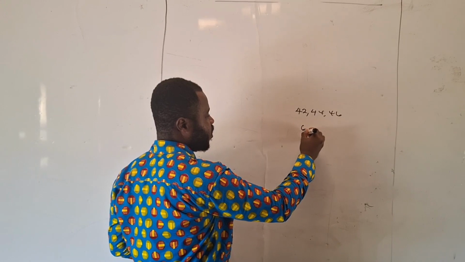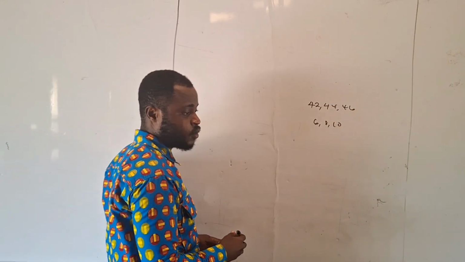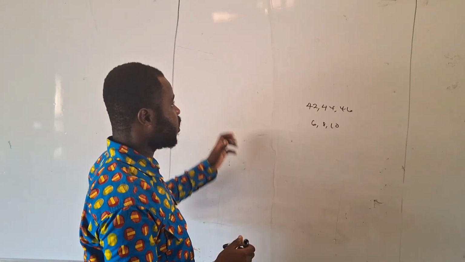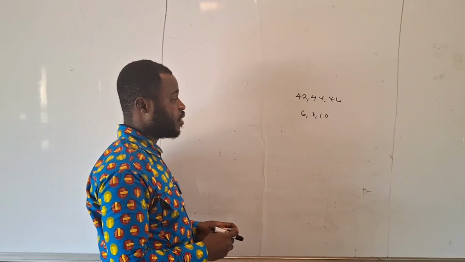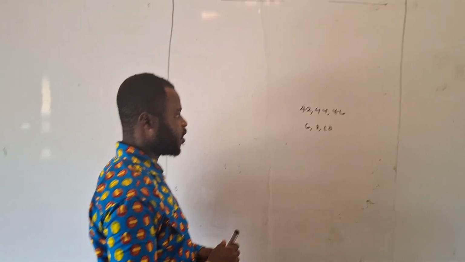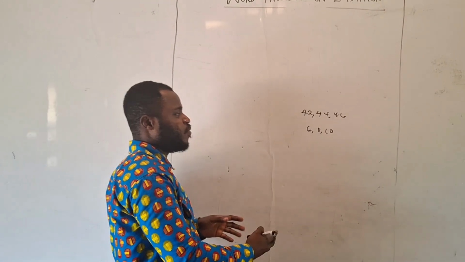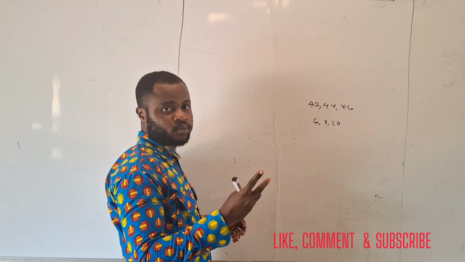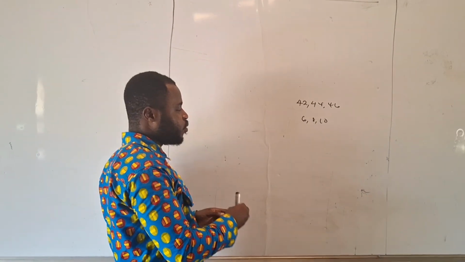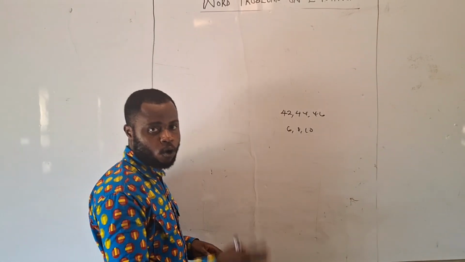Somebody can also start with 6, 8, 10. It is also consecutive. So the sum of 3 consecutive even numbers is 36. You see, you should find the numbers. Now what you have to understand is that the difference between the first and the second even number is 2. And the difference between the first number and the third number is 4.